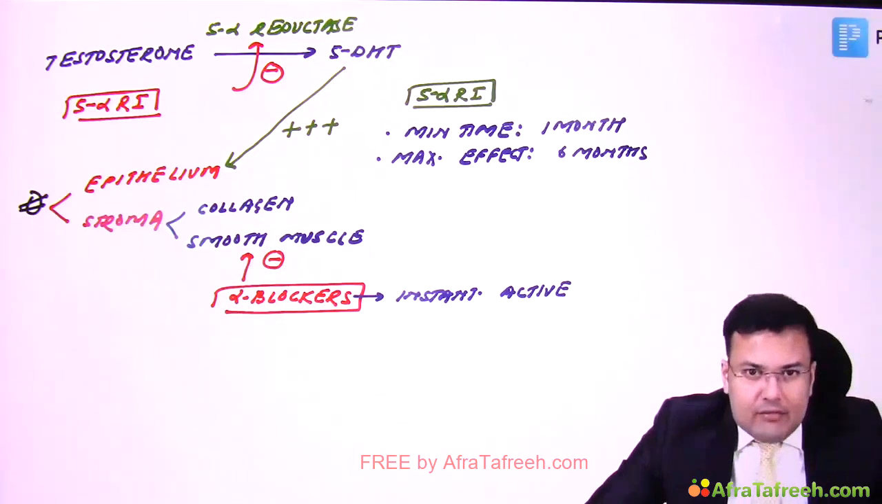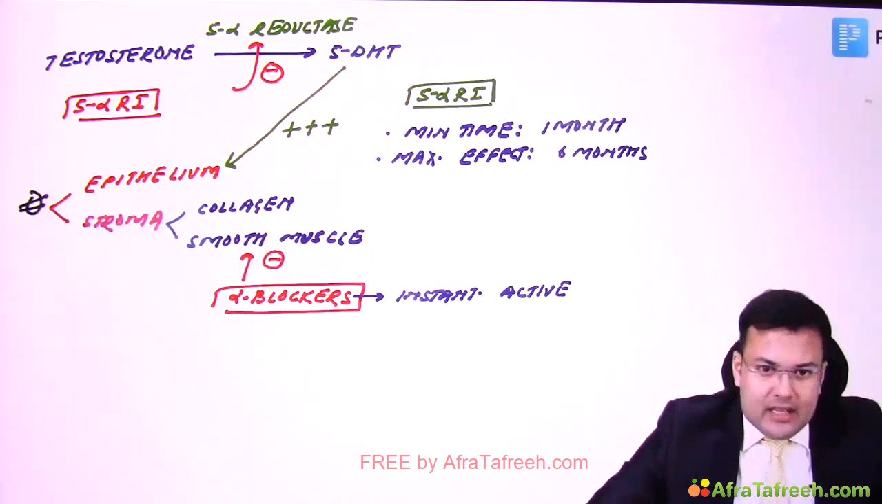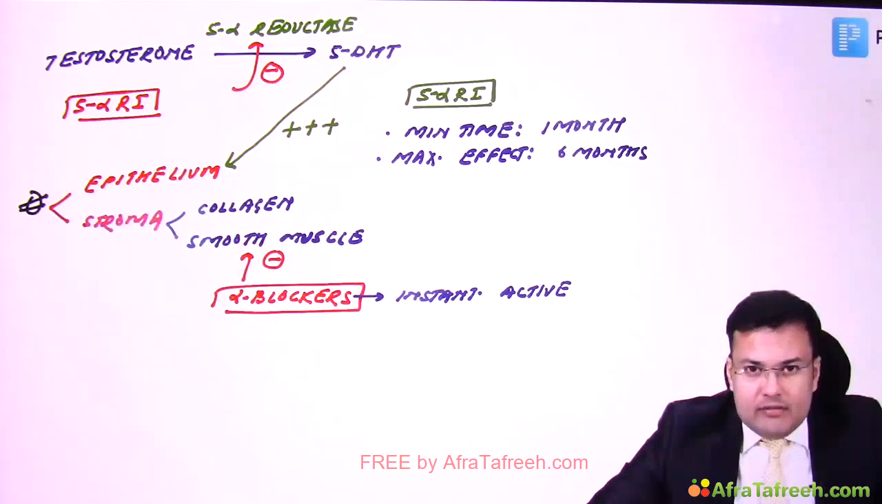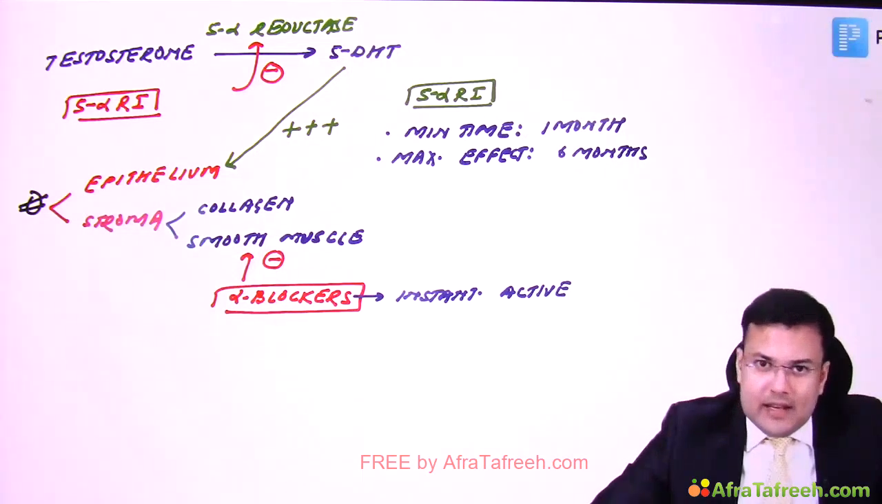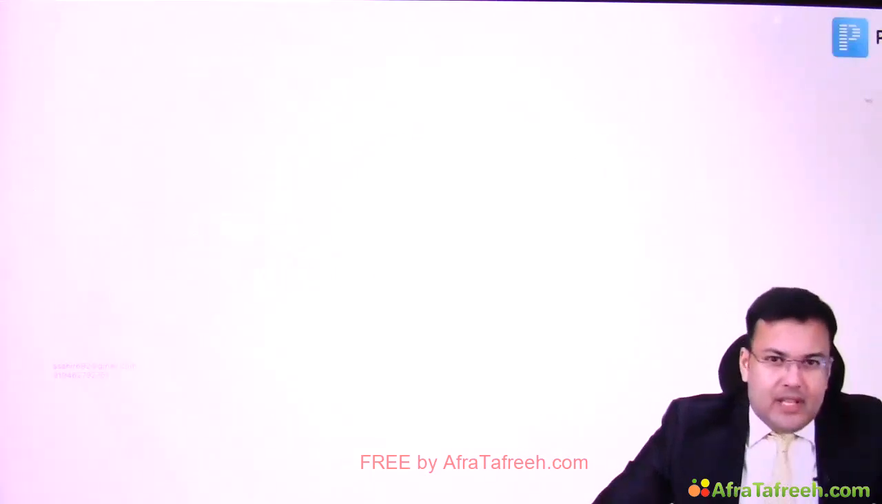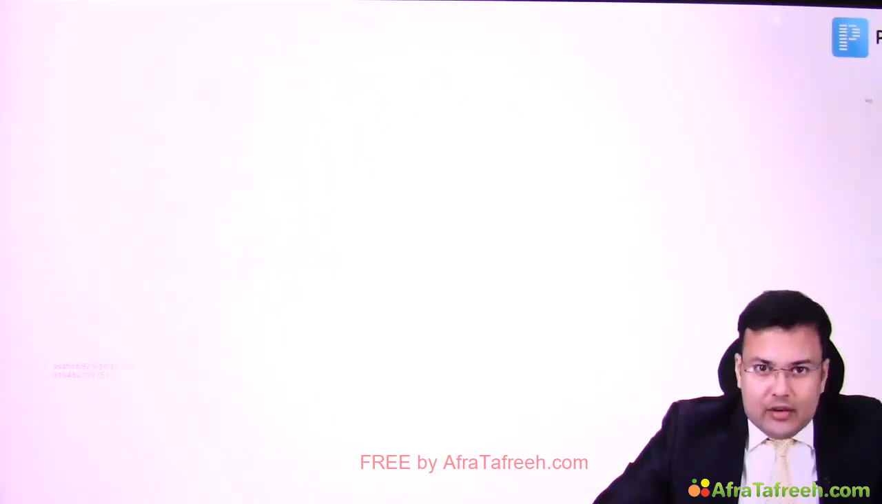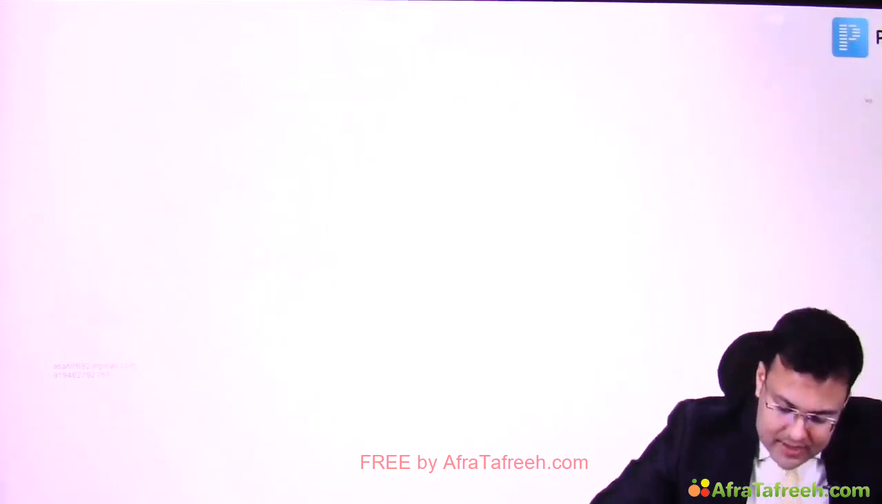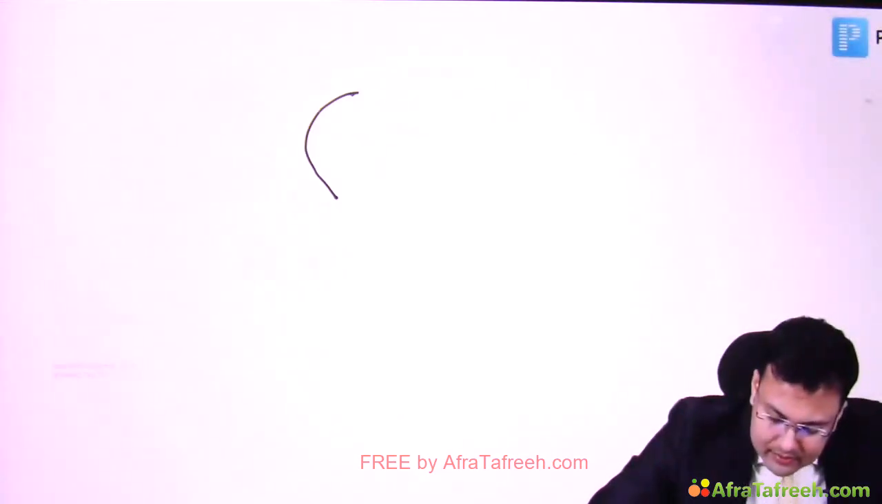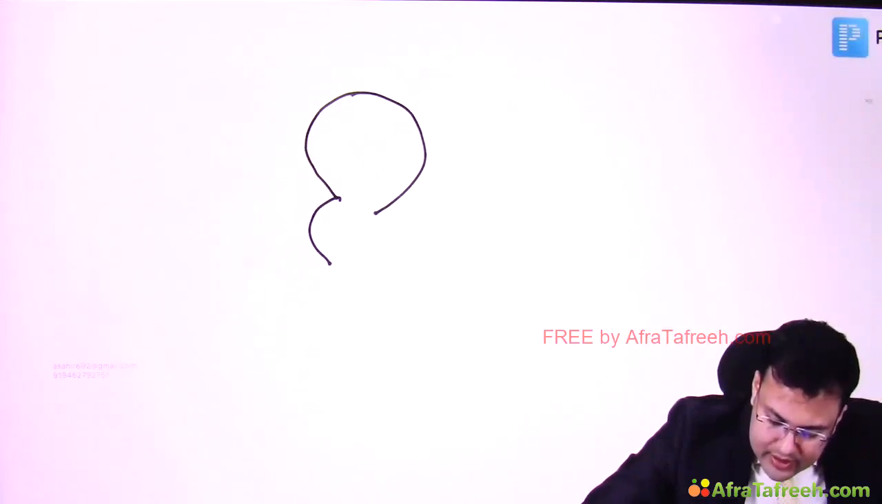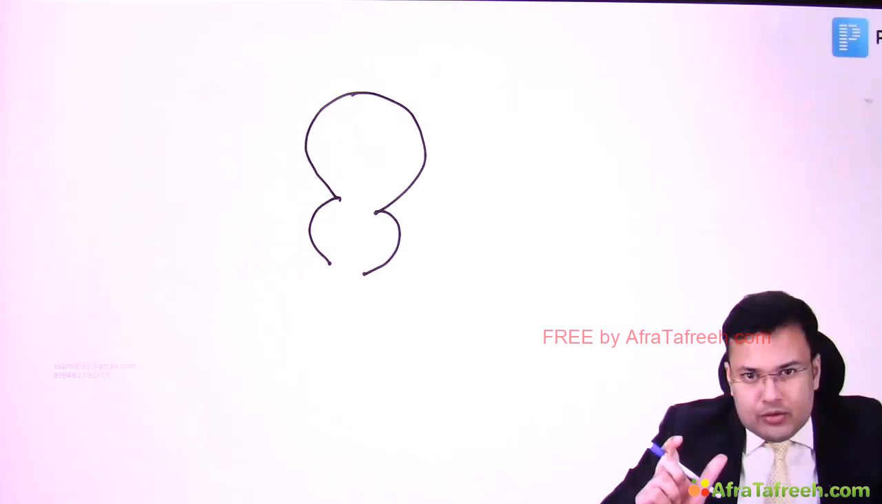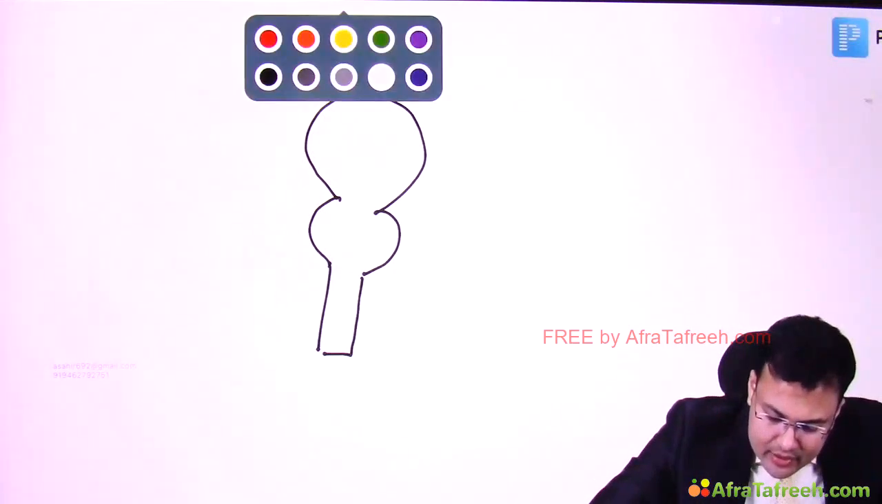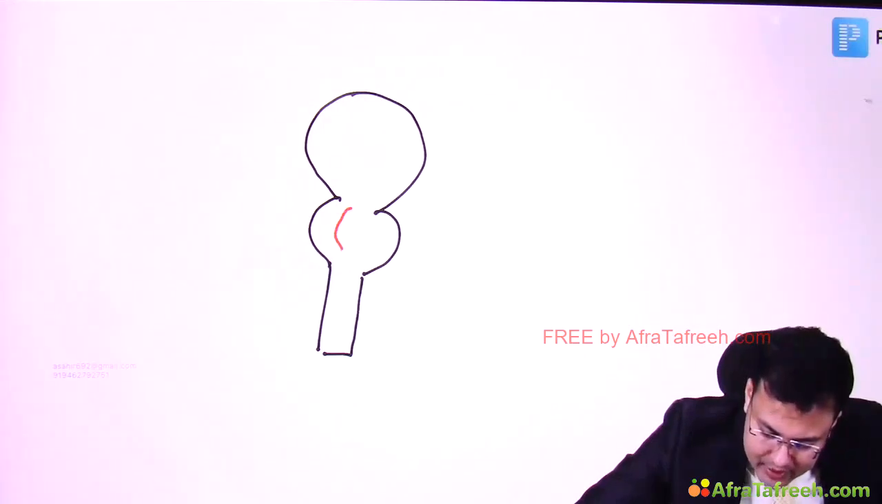So if we have to choose one out of 5-alpha reductase inhibitors and alpha blockers, obviously which one is preferred? Alpha blockers are preferred over 5-alpha reductase inhibitors. Because of BPH, there are certain changes in the bladder also. What are the changes? See, this is the bladder, and this is the prostate. Just to explain, I'm going to make the prostate bigger, and this is the urethra. Here you can see the prostatic urethra.